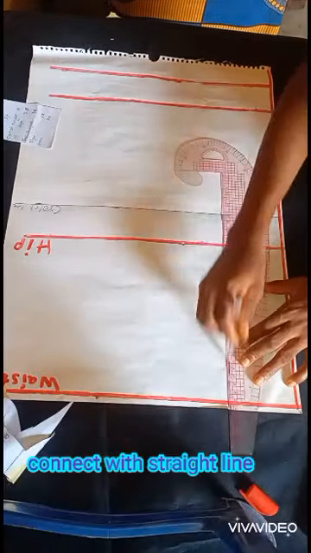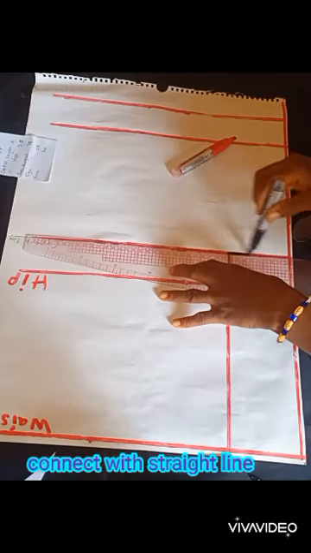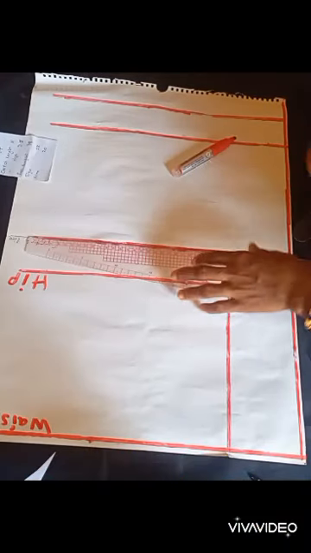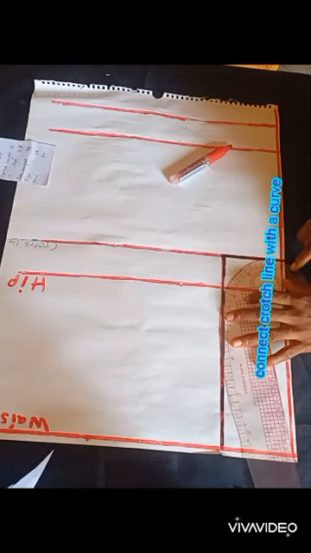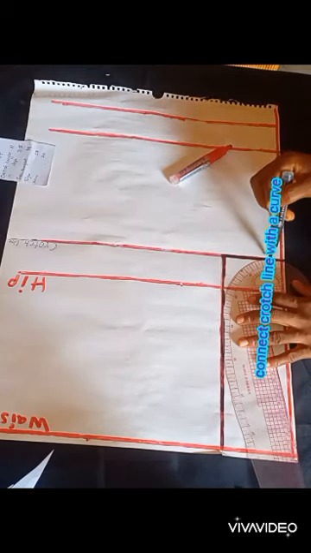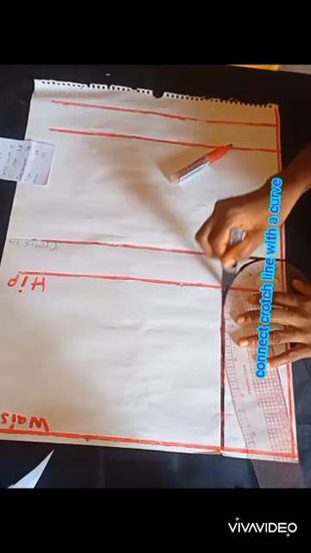So you connect your crotch line with a straight ruler like this. I will be using markers so that you see it more clearly and understand it more. And also connect the curve. You come up 1.5 inches from the joint and curve it like this.